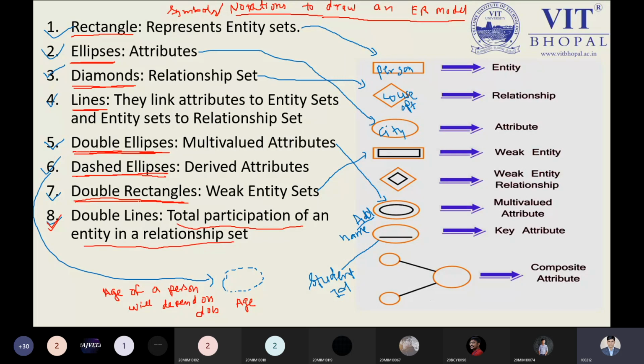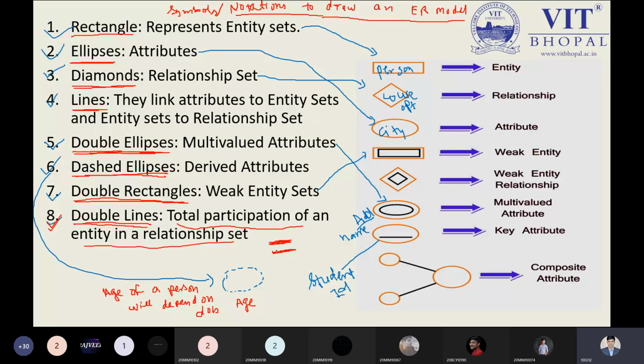Now next we have the double line. Double line usually is represented by the total participation of an entity in a relationship set. This can be identified in a simple way: just use this symbol. Use two lines like this one. Nothing else special. The total participation of entities in the relationship set is saying to us at least one record, one piece of information belongs to such a part. At least one piece of information.